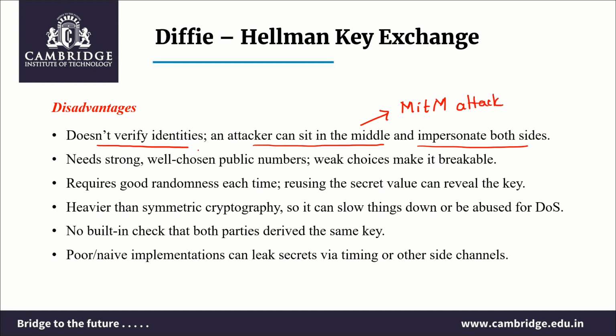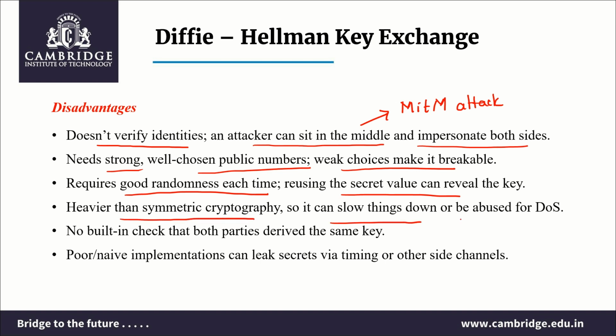The second disadvantage is that it needs strong, well-chosen public numbers, because if we make a weak choice it is easily breakable anyway. If we choose strong public numbers it is also breakable, but we can increase that duration. It also requires good randomness every time. Reusing the secret value can reveal the key. The third disadvantage is that it is heavier than symmetric cryptography, so it can slow things down or even lead to denial of service.